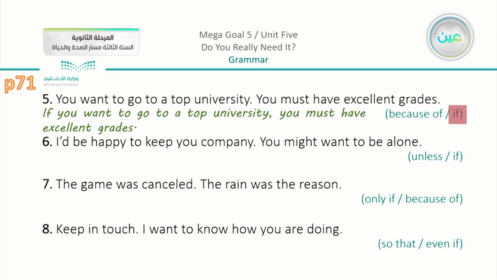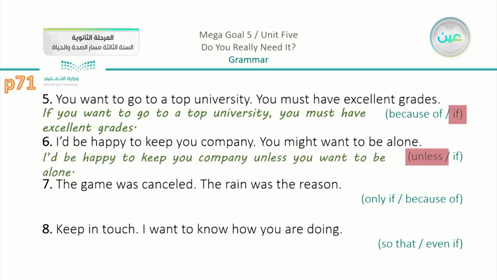And then we have in number 6, I'd be happy to keep you company. You might want to be alone. So we have here unless and if. So there is some kind of condition here, and we're going to choose unless as the correct conjunction, completing, I'd be happy to keep you company unless you want to be alone. And I remind you again that you do have the adverb clause in the middle, so you do not need the comma.